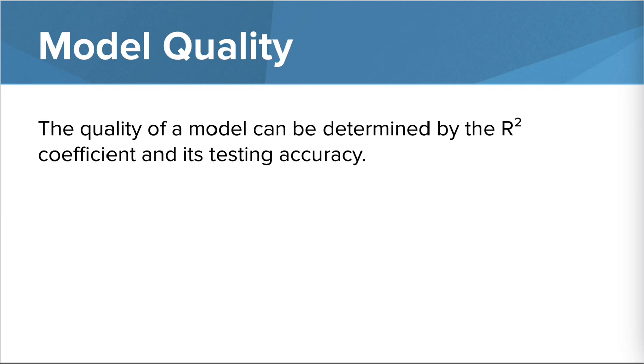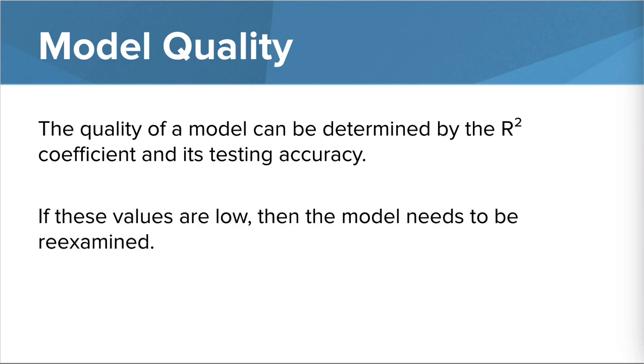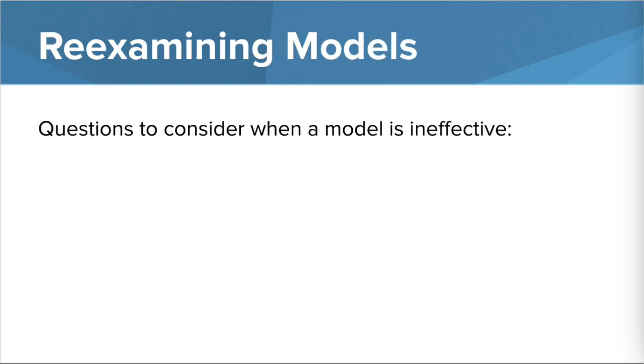We can determine the quality of a model in a few ways. First and foremost, we can determine its quality by looking at the R-squared coefficient and the model's testing accuracy. If either of those numbers is low, then the model might not be very credible, and it might be necessary to alter the model. Models might not be accurate for several reasons. As you try to adjust and improve your model, it's important to consider the following questions.